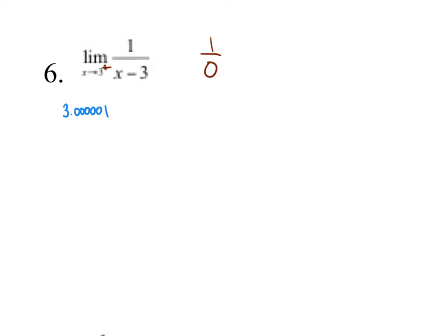3, 3.00001. So if I plug that in, 3.00001 minus 3, that's going to give me 1 over a really, really, really small positive number, as small as I want. So I take a real number 1 divided by the smallest number I ever want, that's going to be positive infinity. So this thing is going to have a vertical asymptote at 3.